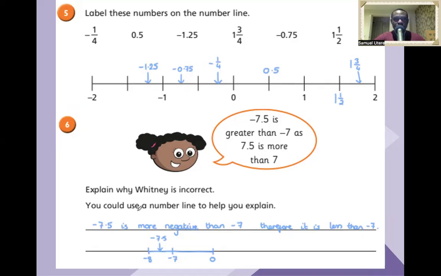All right. Here you're asked to explain why Whitney is incorrect. She says negative 7.5 is greater than negative 7, as 7.5 is more than 7. What has she done wrong? She has forgotten that negative 7.5 is more negative than negative 7. So negative 7.5, if you were to draw a number line, will be further down the left, and you can see the number line here. So it is actually less than negative 7.